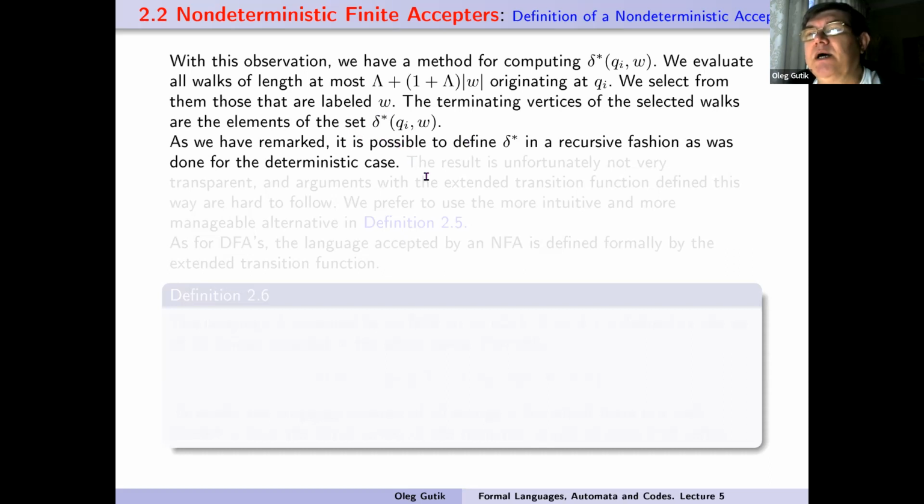As we have remarked, it is possible to define the transition function delta star in a recursive fashion, as was done for the deterministic case.